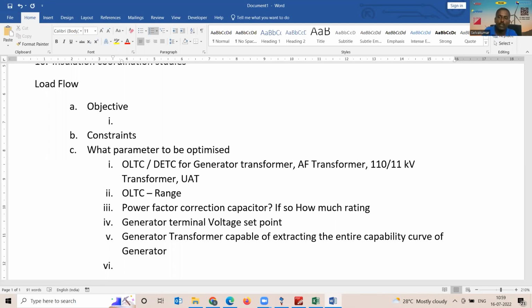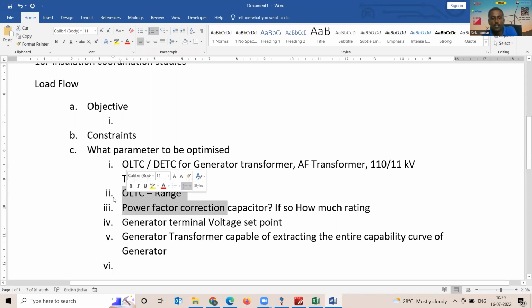So you need to decide whether OLTC is needed or a de-energized tap changer is sufficient. If you need an on-load tap changer, what's the range? And do we need a correction capacitor? If so, what's the rating of it? Can I adjust the generator terminal set point voltage and optimize the capacitor bank or eliminate the capacitor bank? So what's the role of the generator terminal set point voltage in maintaining the power factor at the point of coupling?